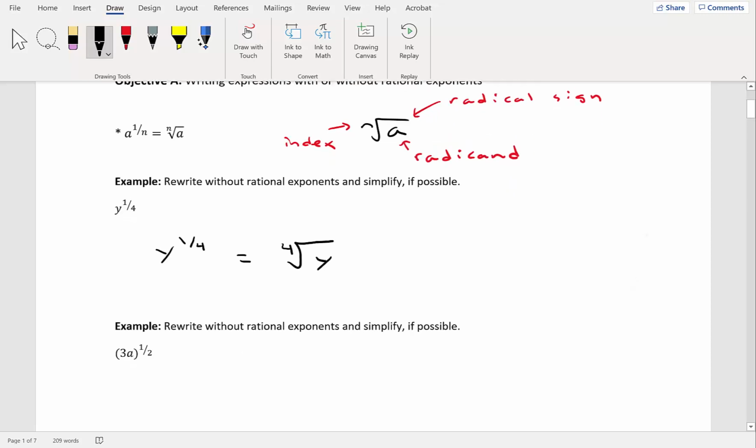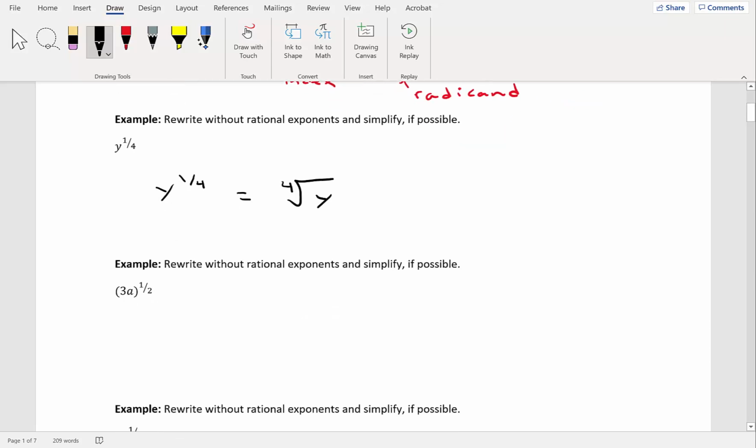Let's take a look at another example. So rewrite without rational exponents and simplify if possible. So we have 3a raised to the 1/2 power. So now it's our whole 3a, the whole expression 3a is being raised to the 1/2. So underneath the radical sign, our radicand is going to be 3a, and our index is 2. Now, whenever your index is 2, this is really just saying the square root. So traditionally, you don't see that there. So this is just the square root of 3a.